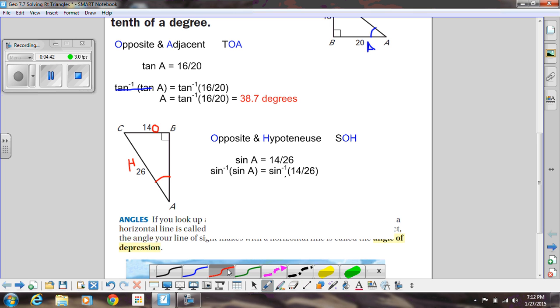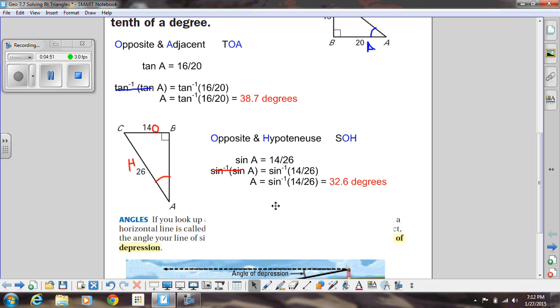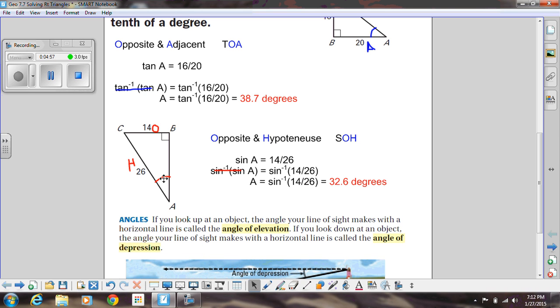The inverse sine and the sine, those cancel each other out. And that leaves me with just A on the left-hand side. On the right-hand side, I'm going to type that into my calculator, and it's going to give me 32.6 degrees. So we just found that this angle A is 32.6 degrees.